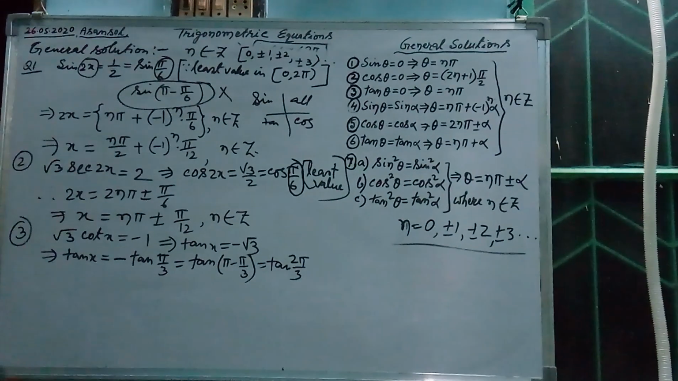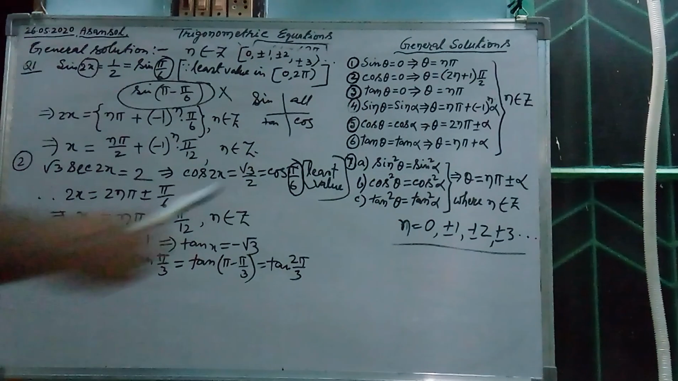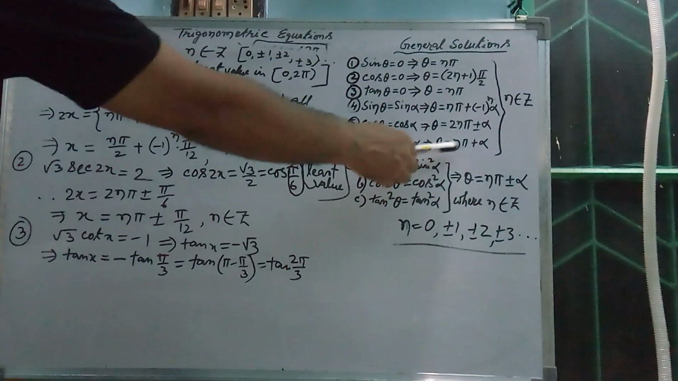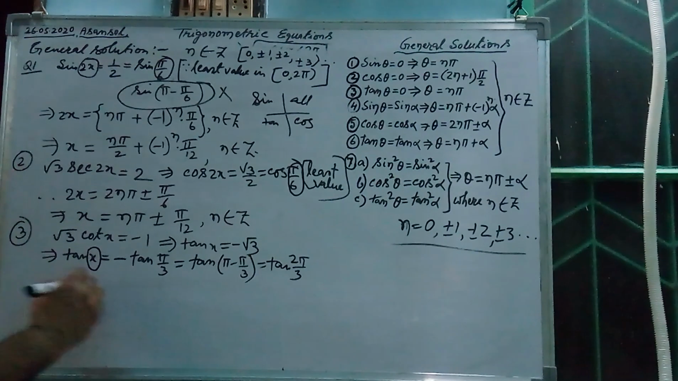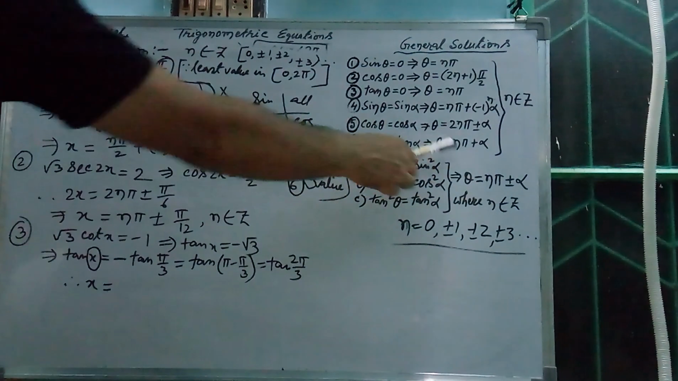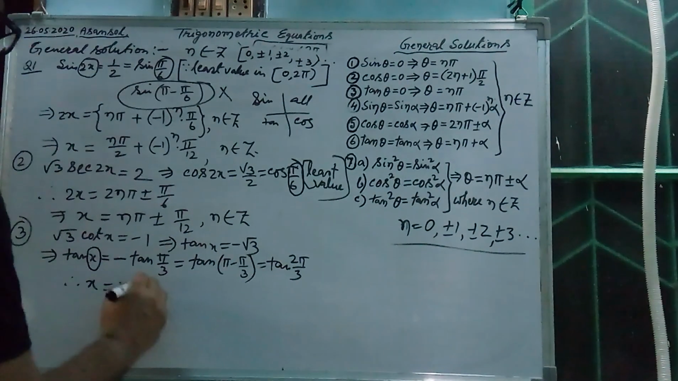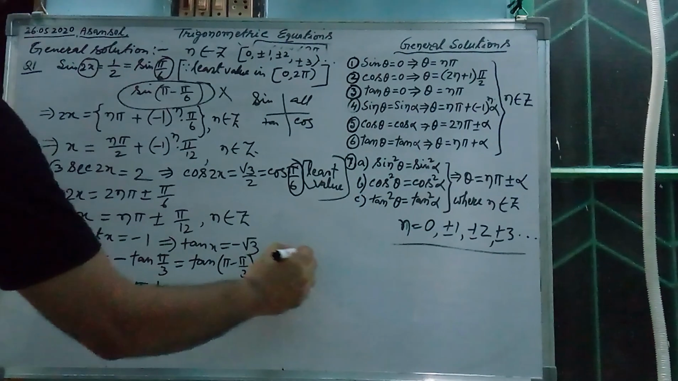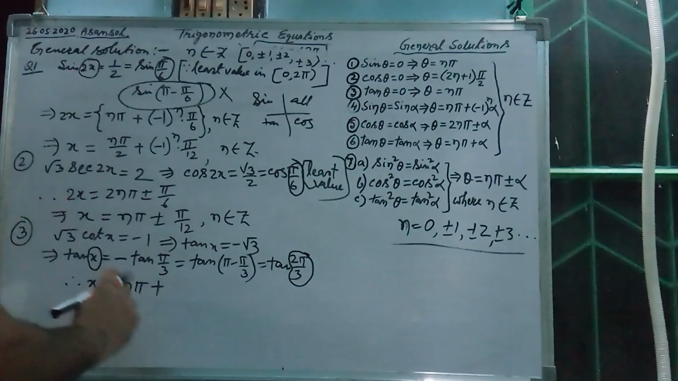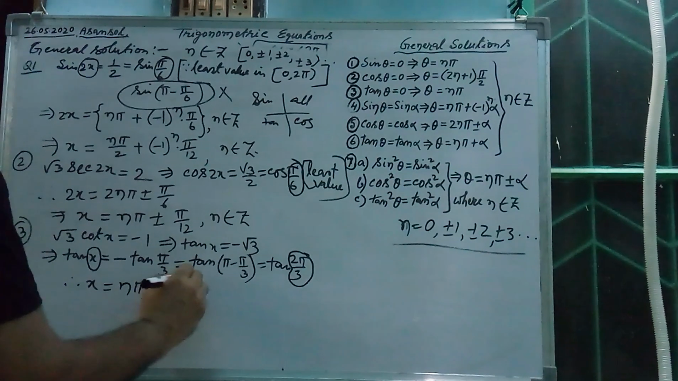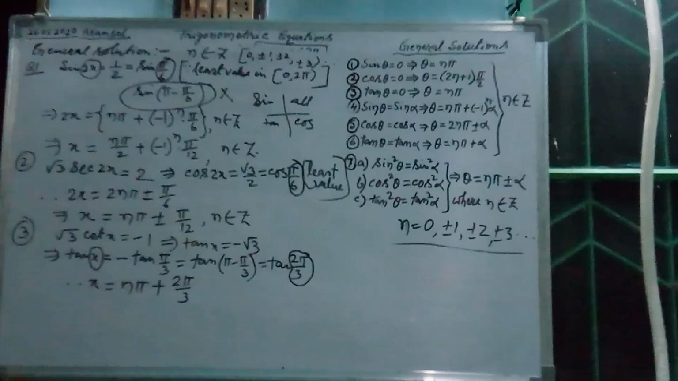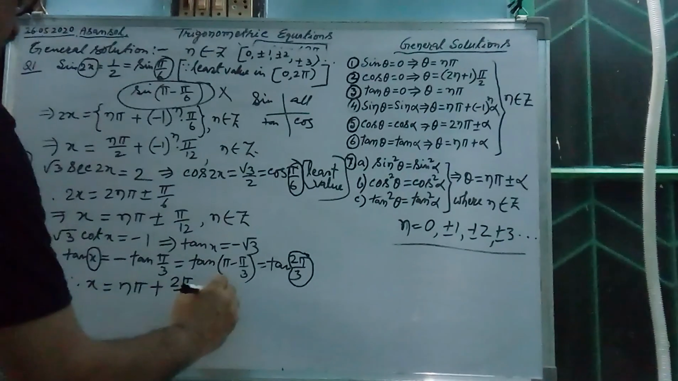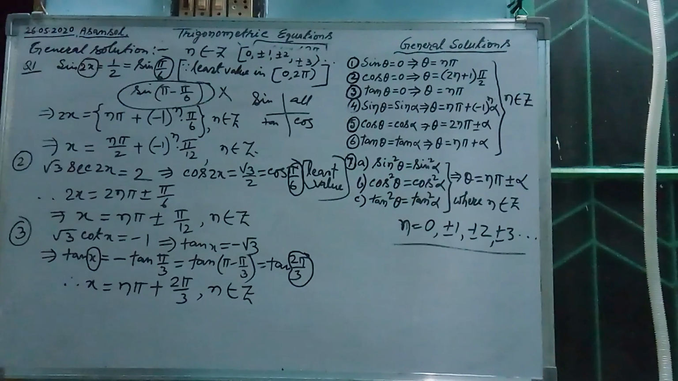So if tan theta is equal to tan alpha, then theta is equal to n pi plus alpha. Here theta is x, therefore x is equal to n pi plus alpha. What is alpha? 2 pi by 3. So we get x equal to n pi plus 2 pi by 3, where n belongs to Z. This is the general solution.